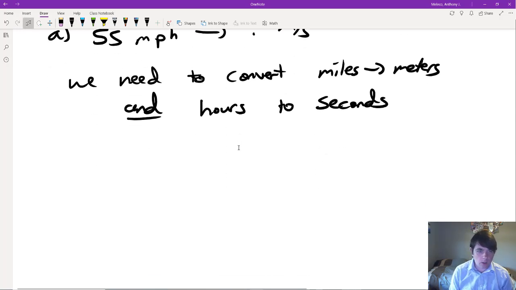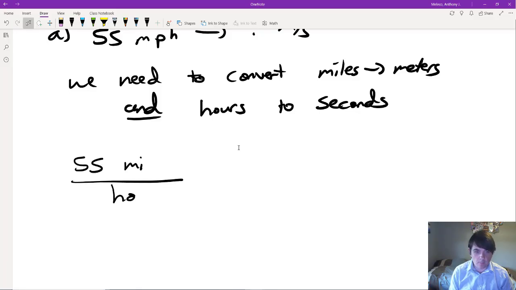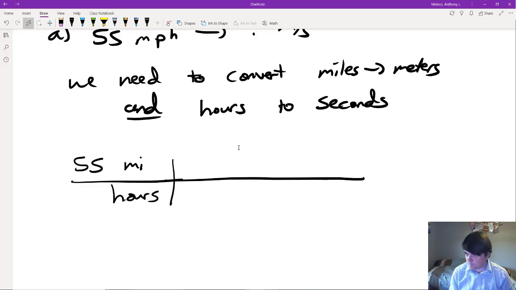Well, I'm going to write 55 miles, and then on the bottom, I will write hours, okay? And then we'll be able to convert that. So the very first thing we're going to do is write the conversion from miles to meters. So in 1 mile, there are approximately 1609 meters. So again, those would cancel, and you would need this conversion, which I would give you. So now we've gotten rid of miles, and we're left with meters.